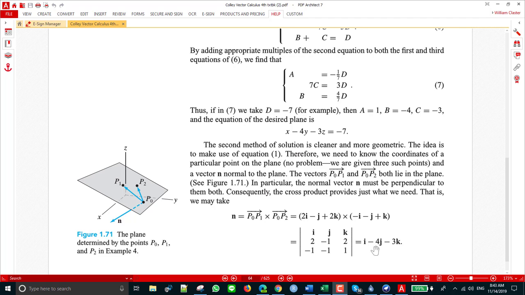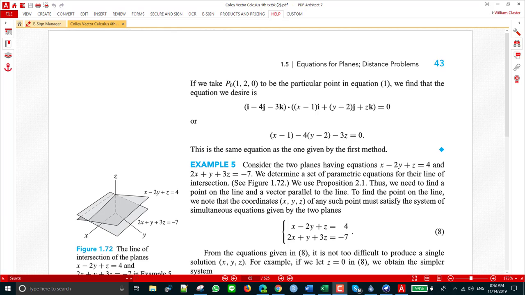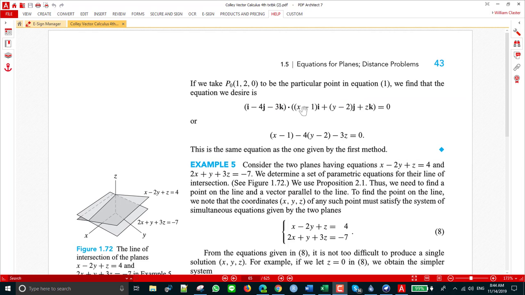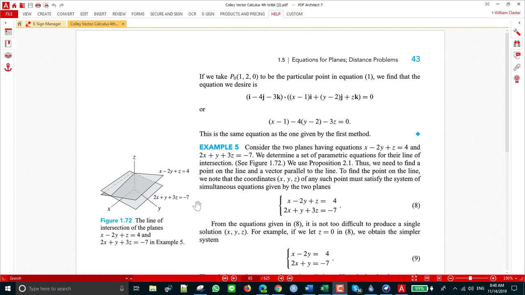So this is the normal vector to the plane. And then choose one of the points to be P0. And so we get the normal vector times this P0P, and set it equal to 0. So the normal times this, set it equal to 0, and calculate it, and we get this, which is the same equation that we got before, apparently.